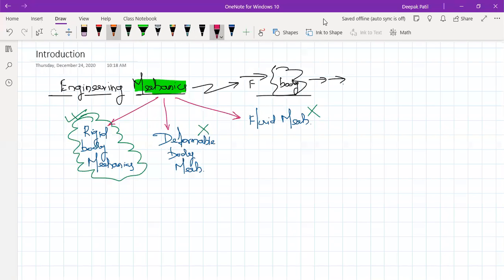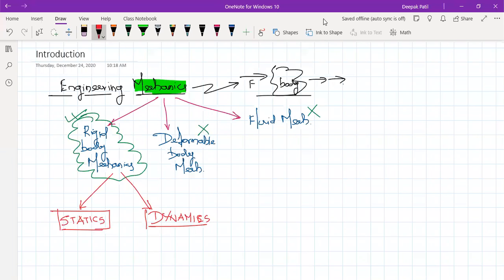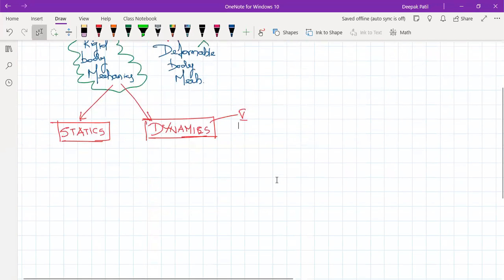Now further, rigid body mechanics is divided into two more important parts. The first one is statics. Don't confuse statistics and statics. Statistics is a different one and statics is a different one. The second part is dynamics. So we will be studying both statics and dynamics in this semester. Now, the fifth module deals with the dynamics part of your subject, and the rest of the modules deal with the statics part. Now what do we mean by statics and what do we mean by dynamics? Let me explain that.